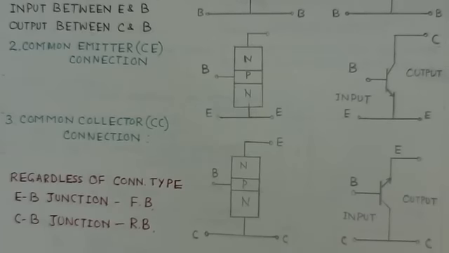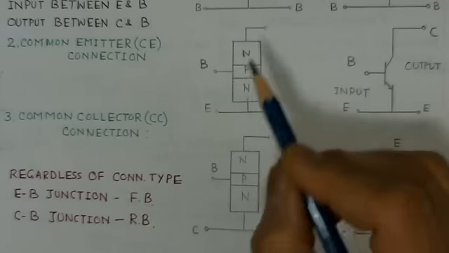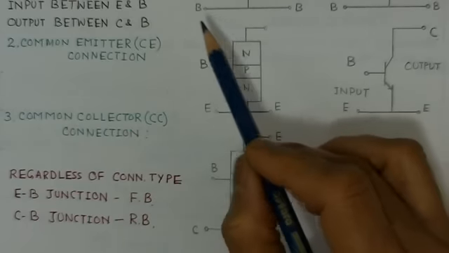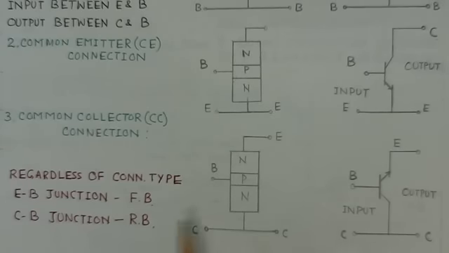And one of the very important things which you notice here, although there are three types of configurations here, is that in all these configurations, the emitter base junction is forward biased and the collector base junction is reverse biased. This is something very important to note here.